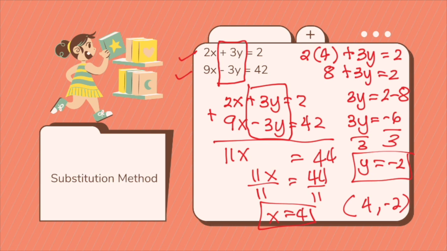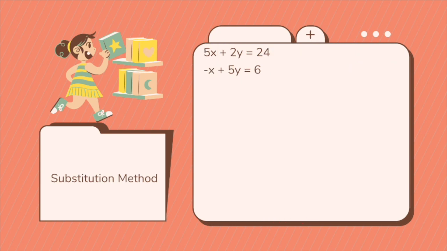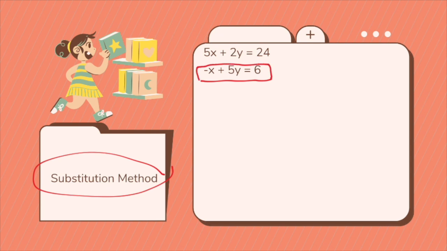All right, let's take another example. You have here 5x plus 2y equals 24 and negative x plus 5y equals 6. Now you are asked to use the substitution method. So we will rearrange this equation. Since that's negative, I'll just need to transfer x to the other side, and transfer 6 to the other side. So x equals 5y minus 6.